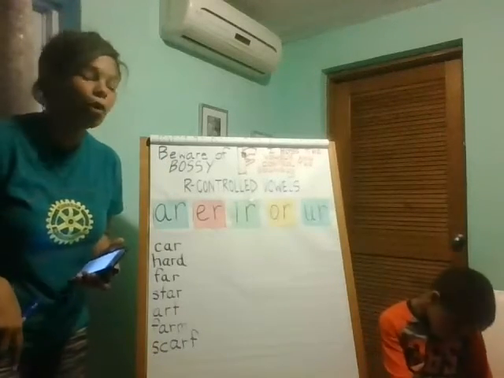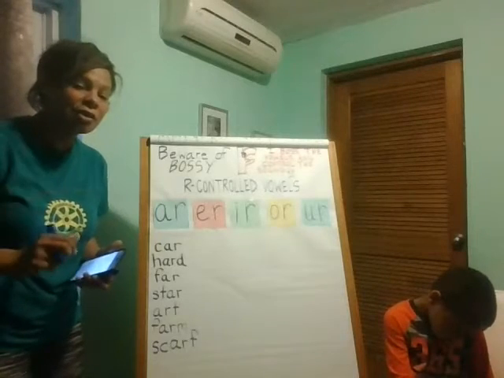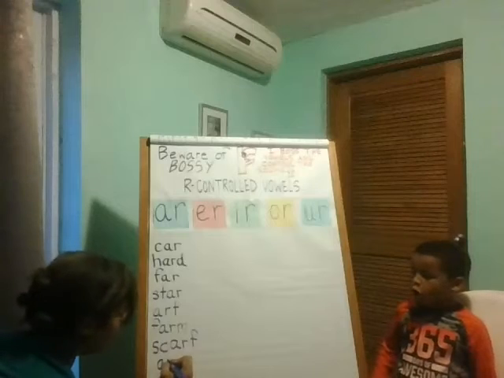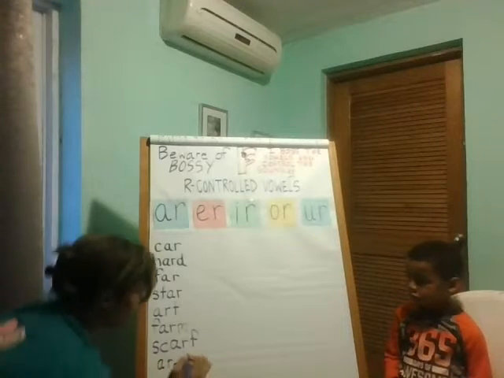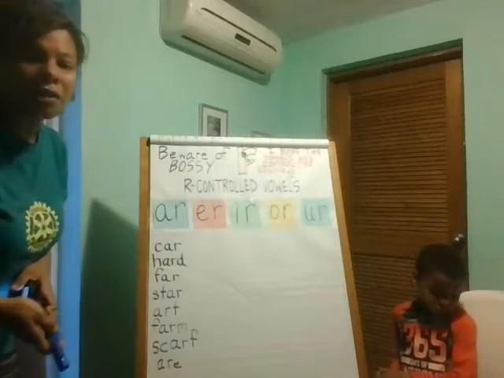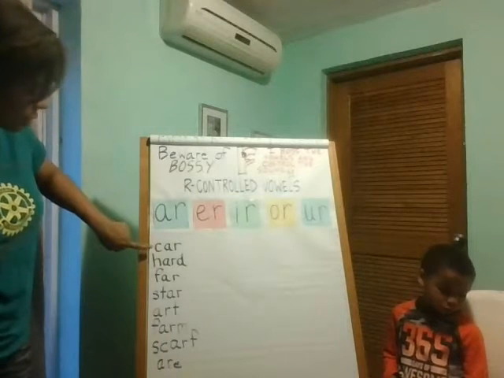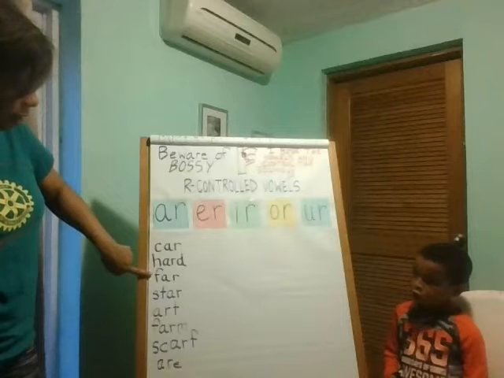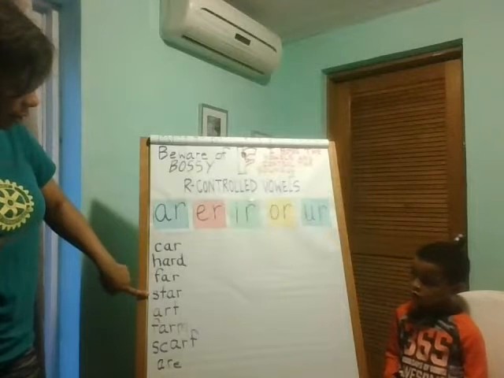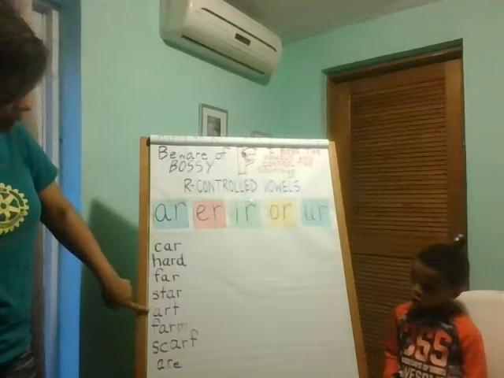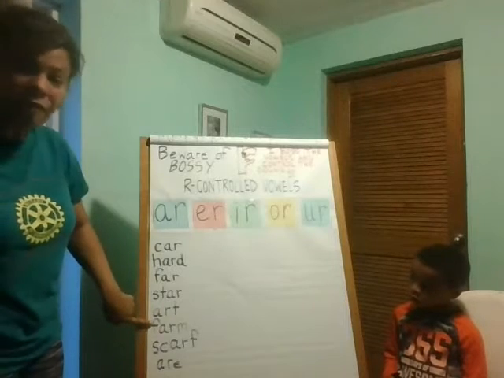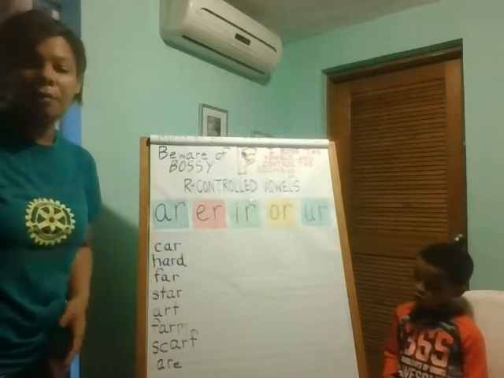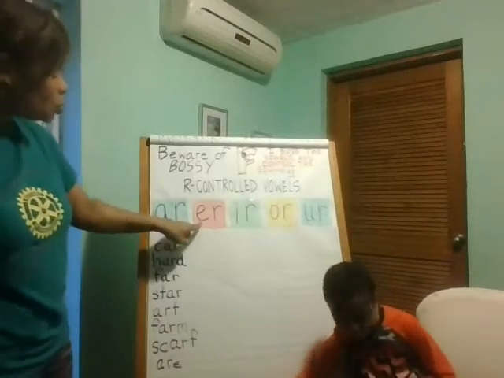And the last word is, are we finished? Nope, not yet. Our, 3 letters. A, R, E. Okay? All right, so let's do a quick review of our words. Car, hard, far, star. Don't go ahead of me, please. Art, farm, scarf, and are. Okay? All right, moving right along to ER.